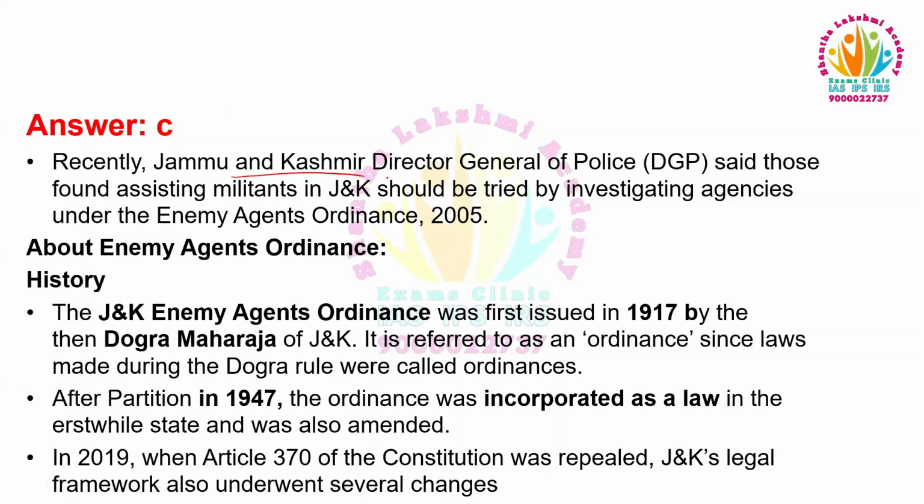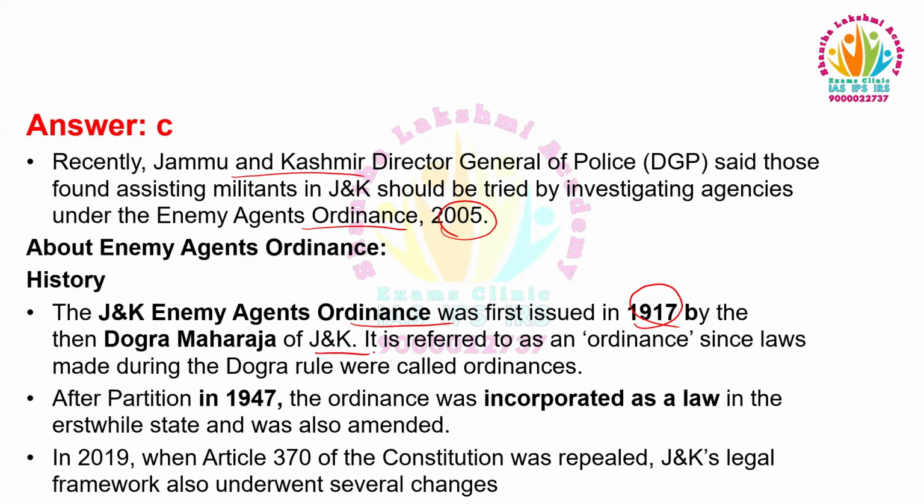Recently, Jammu and Kashmir Director General of Police said those found assisting militants in Jammu and Kashmir should be tried by investigating agencies under the Enemy Agents Ordinance 2005. About this ordinance history, the Jammu and Kashmir Enemy Agent Ordinance was first issued in 1917 by the then Dogra Maharaja of Jammu and Kashmir.